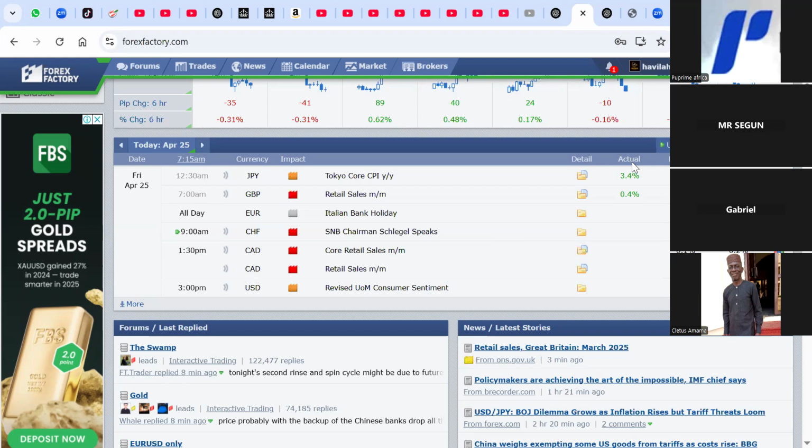But the first tradable news for the day will come up by 1:30 p.m., and that's core retail sales from Canada, which will be followed simultaneously with the retail sales. Now, I'll show you the pair I'm looking at for this particular news event. Then later today by 3 p.m., there'll be the revised UoM consumer sentiment from the United States. So I'll flip over to the technicals now and we'll look at the technicals. And like I said, I'll show you the pair I'm looking at for the core retail sales that will come up by 1:30 p.m.